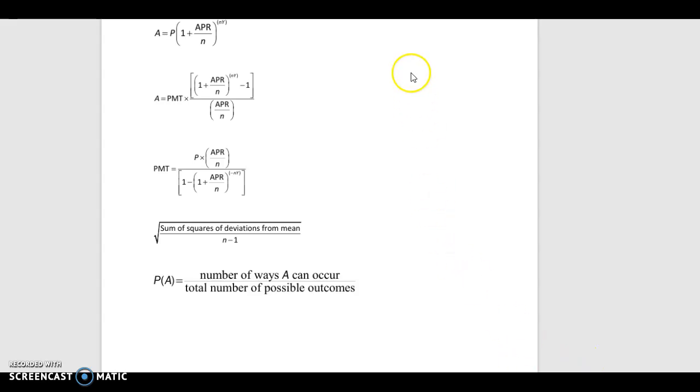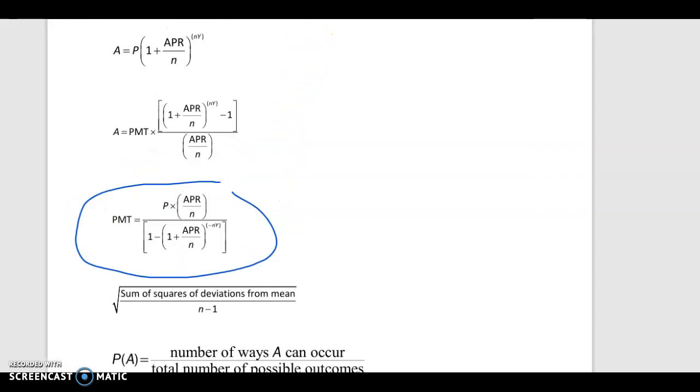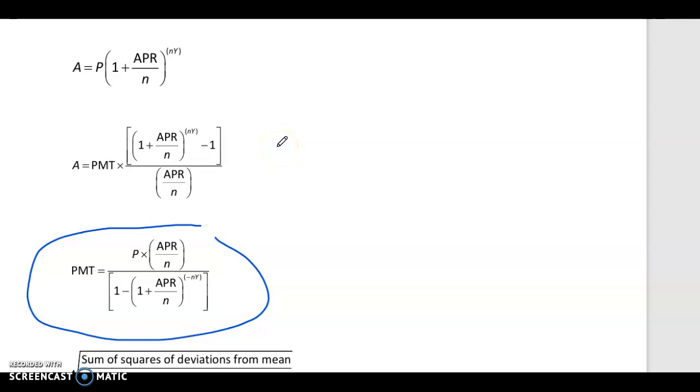Alright, so in this video we're going to look at the formulas that come from Chapter 4. Specifically, we're going to be looking at this formula here. This formula is used for home loans, credit card payments, and student loans, in order to find the payment that should be made. So let's write that formula down.